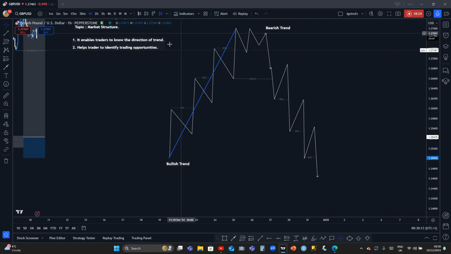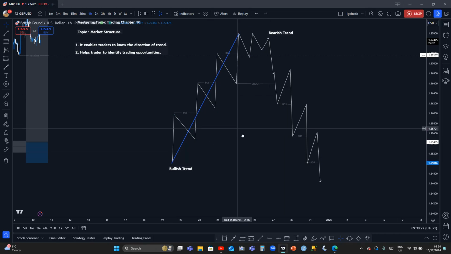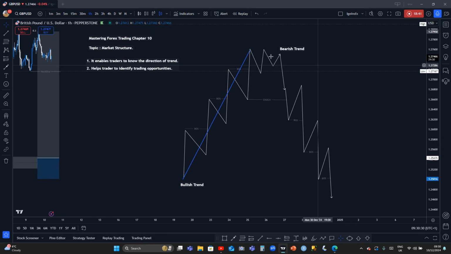This is market structure. The aim of this high is to break this low. The aim of this low is to break this high. All right, it is like that. This is how market structure works. Like I told us, it is the foundation of trading.